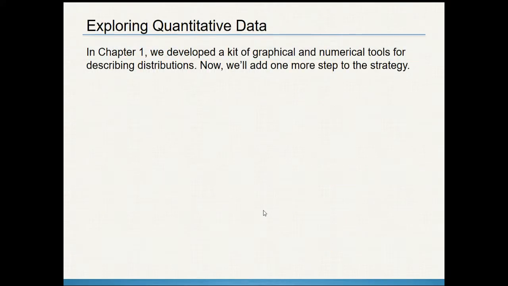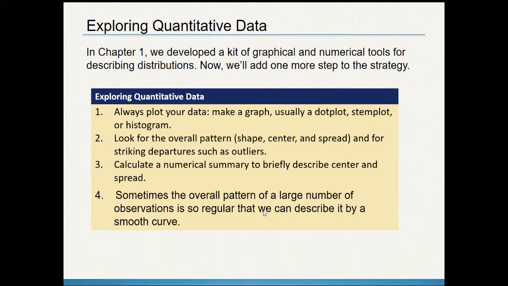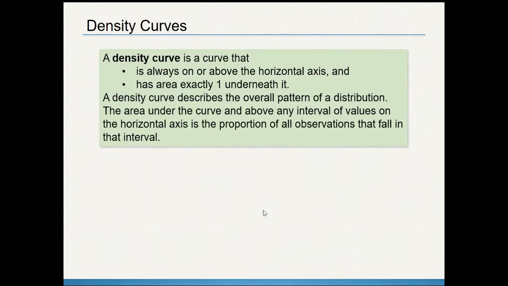All right, so in Chapter 1, we developed a kit of graphical and numerical tools for describing distributions. Now we're going to add one more step to the strategy. So, exploring quantitative data: we always want to plot our data, make a graph, usually a dot plot, stem plot, or histogram. We want to look for an overall pattern, shape, center, and spread, and for striking departures such as outliers. And we want to calculate a numerical summary to briefly describe the center and spread. But sometimes the overall pattern of a large number of observations is so regular that we can describe it by a smooth curve. And that's where we're going to run into a density curve.